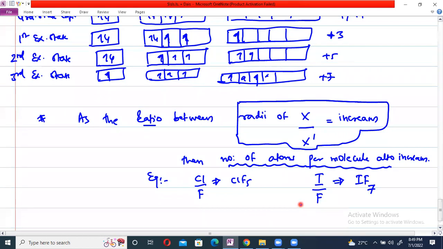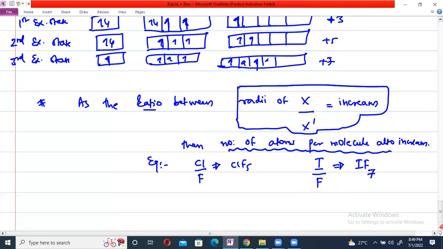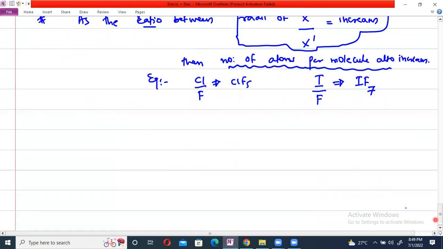Second case they will ask about here, among these, which is more reactive and which is less reactive. But I will tell you, interhalogen compounds will be more reactive than the halogen. Why is it like that? Because these interhalogen compounds are more reactive than a halogen. So one more point to remember.